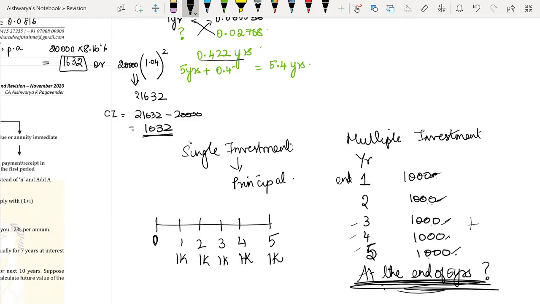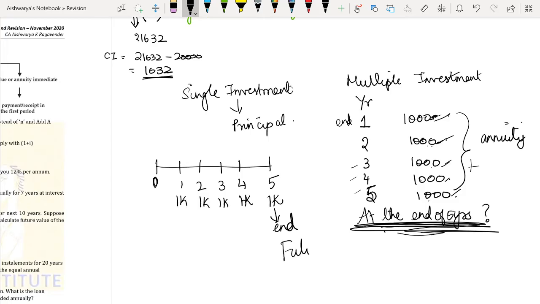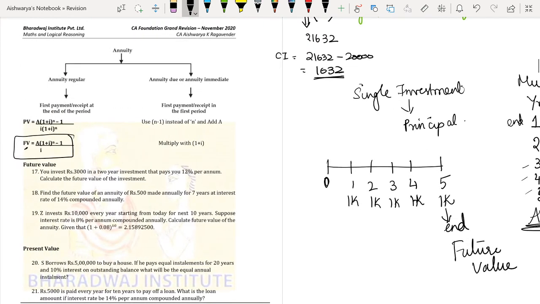You are depositing. These 1,000s deposited is called an annuity. This 1,000 deposited, you are finding what is the amount at the end of the 5th year. So this is what you are doing. You're going to find out what is the amount that you have deposited, you're going to receive at the end of the 5th year. Since you're finding this in the future, this is called the future value. And for that we will use this particular formula.